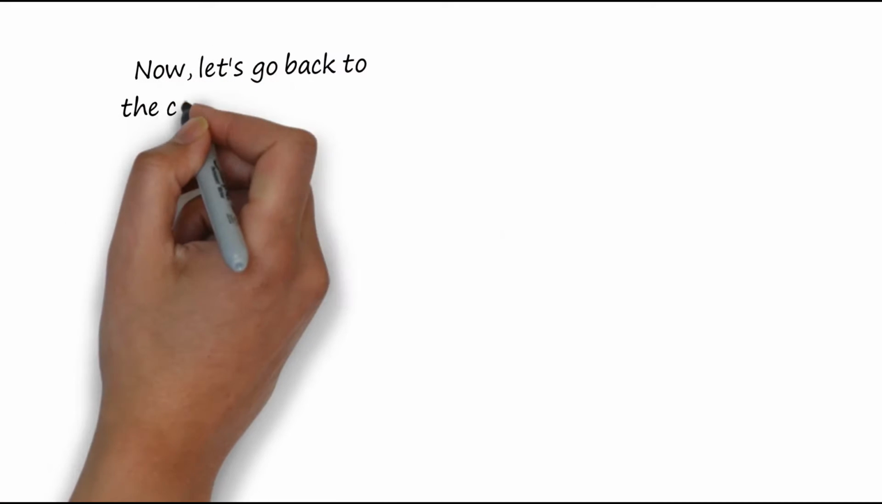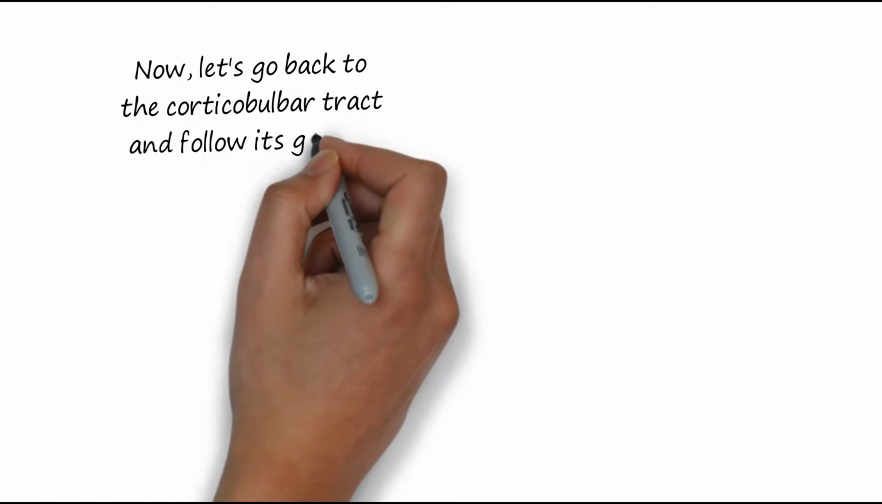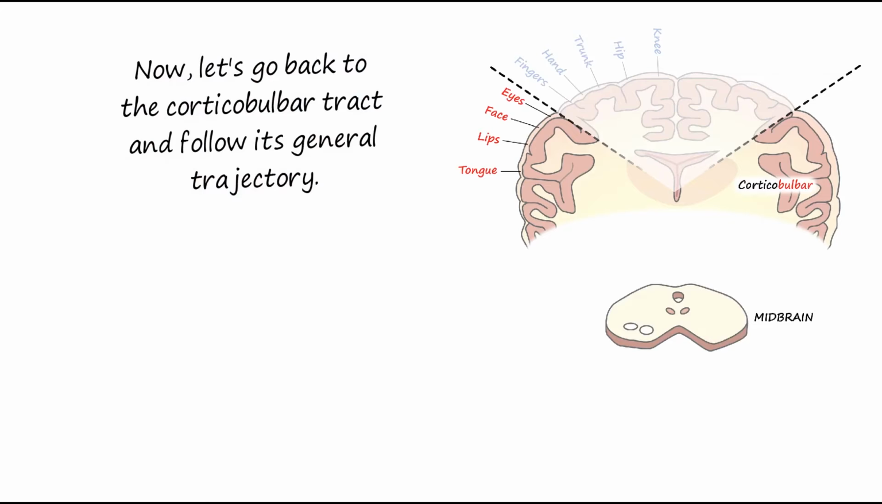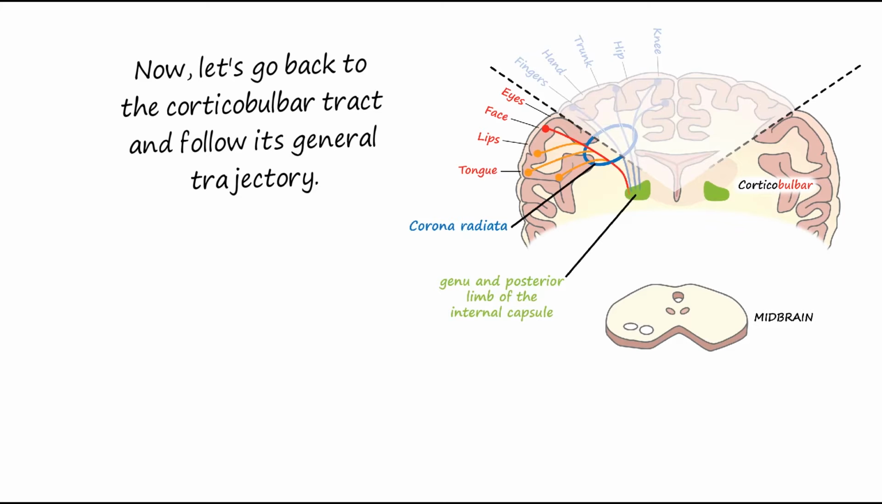Now, let's go back to the corticobulbar tract and follow its general trajectory. The upper motor neurons from this tract originate in the primary motor cortex. The axons of these neurons travel down through the corona radiata and converge in the genu and posterior limb of the internal capsule. From there, the axons enter the brainstem, beginning in the midbrain, or more specifically, the crus cerebri or cerebral peduncles.